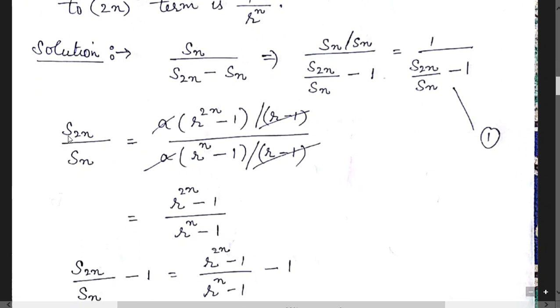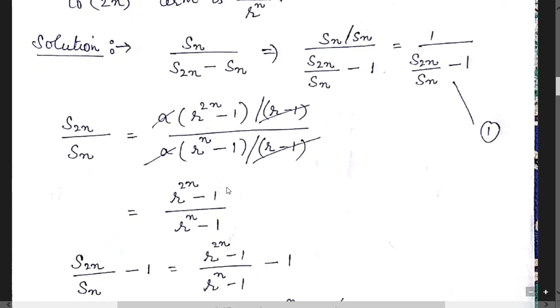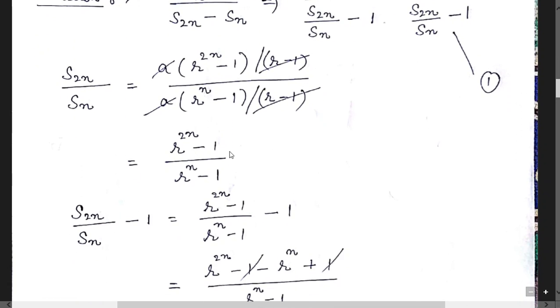Now what about Sn? The formula for Sn is a (r raised to power n minus 1) divided by r minus 1. Similar is for S2n. R minus 1 cancel with each other and also a. Now the resulting expression is r raised to power 2n minus 1 divided by r raised to power n minus 1.